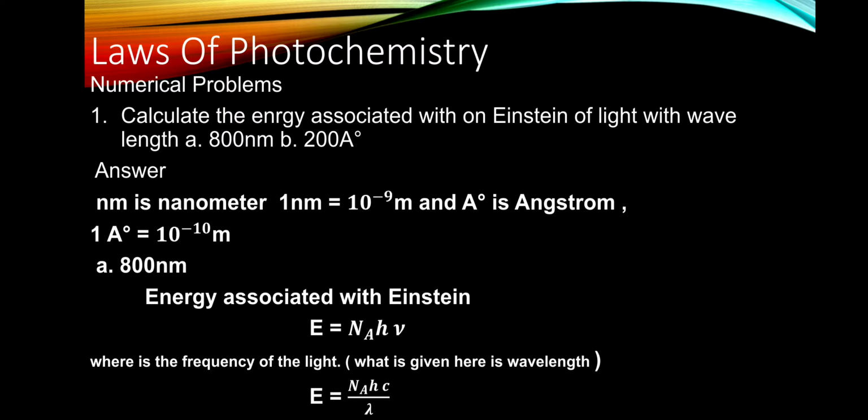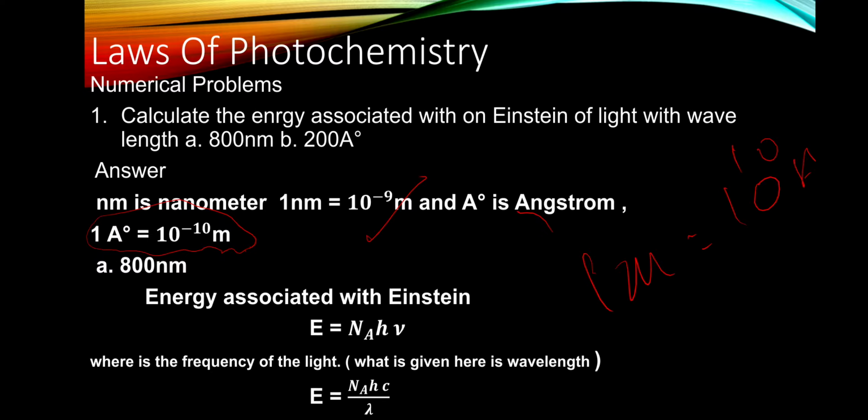First problem was: calculate the energy associated with 1 Einstein of light with wavelength 800 nanometer and 200 angstrom. I made a mistake here, sorry. I wrote 1 nanometer is equal to 10 to the power positive 9 meters. It was wrong. 1 meter is equal to 10 to the power positive 9 nanometers. 1 nanometer is equal to 10 to the power minus 9 meter, and 1 angstrom is equal to 10 to the power minus 10 meter. But 1 meter is equal to 10 to the power 10 angstrom. Okay, this was a mistake in the last video, so kindly change it.